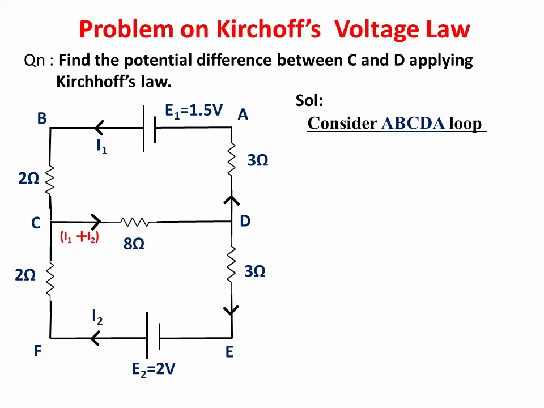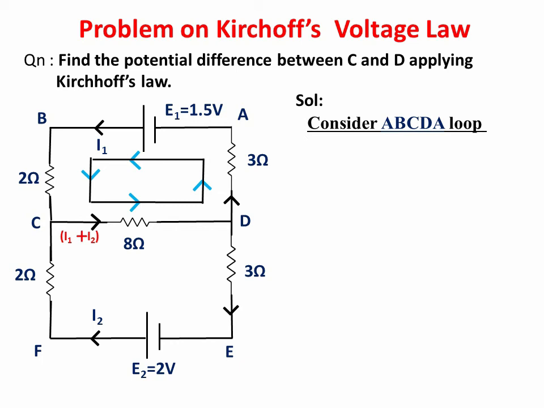So in any closed network, according to Kirchhoff's law, first you have to choose the loop A, B, C, D, A. So I have chosen this loop. So what about the assumed current direction? According to the loop I have chosen, A, B, C, D, A, first you mention the assumed current direction, then BC, CD, DA. Clear?